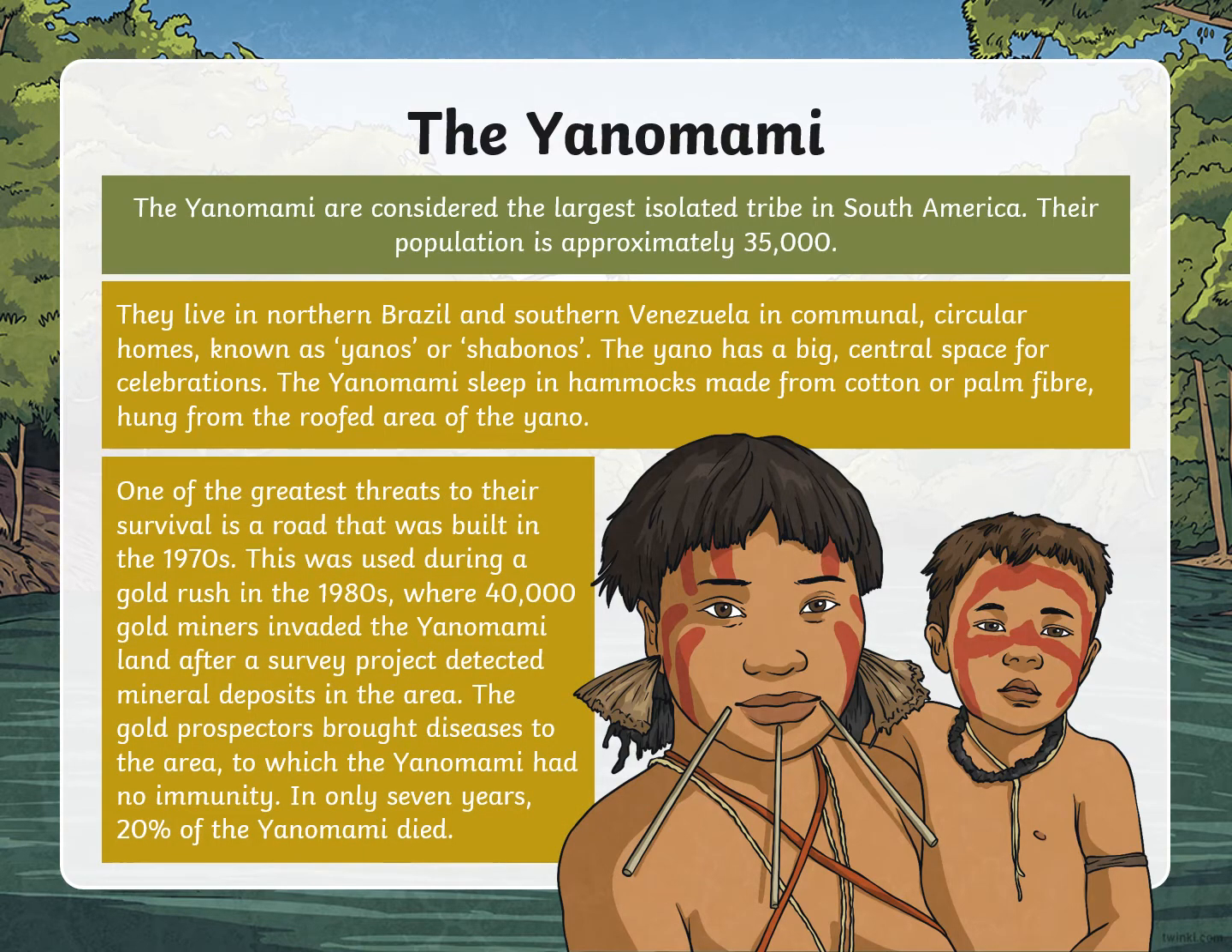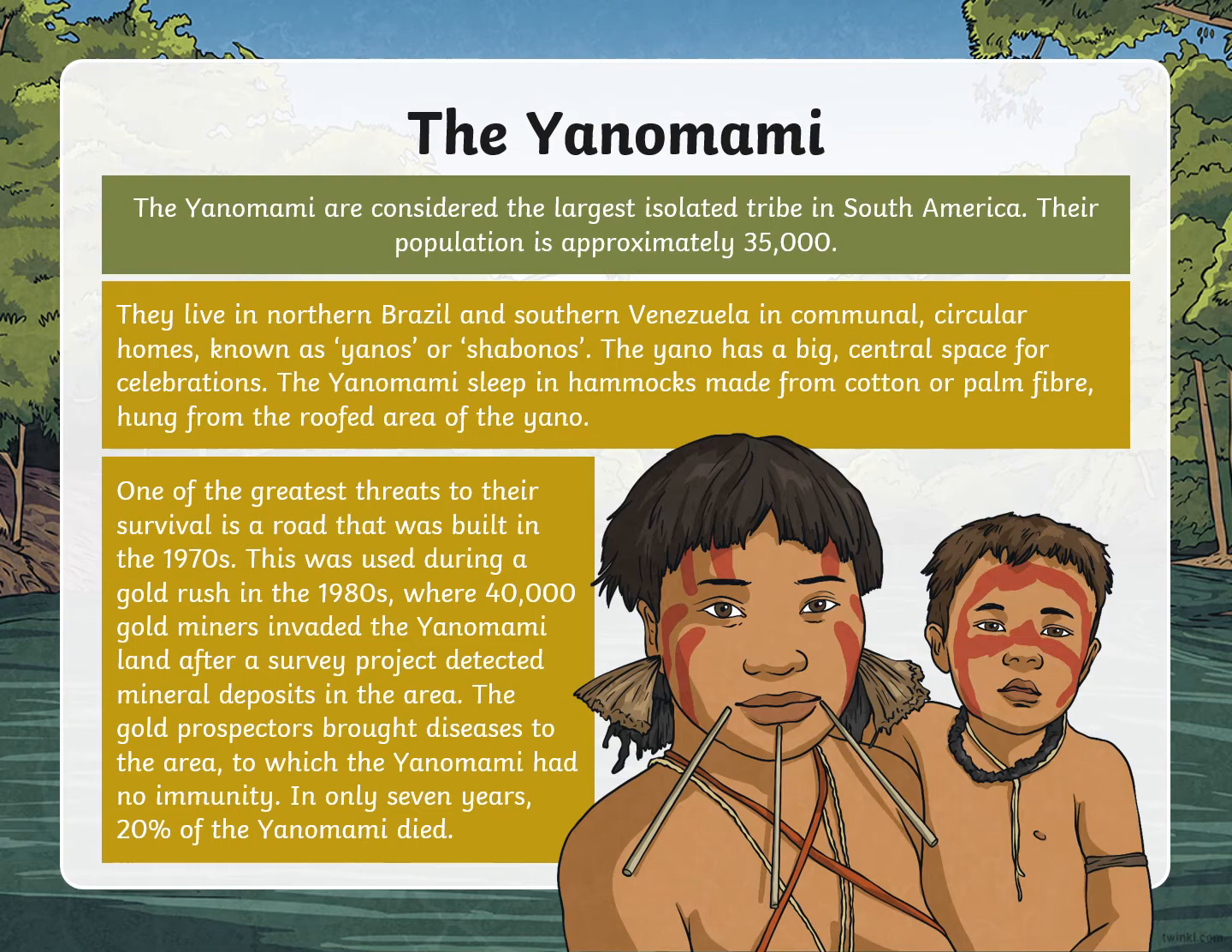One of the greatest threats to their survival is a road that was built in the 1970s, so quite a while back now. This was used during a gold rush in the 1980s, where 40,000 gold miners invaded the Yanomami land after a survey project detected mineral deposits in the area. So that long little sentence means basically they did a survey of the area, checked out the area, tried out some of the soils, and realised there were loads and loads of minerals, otherwise known as gold, in that area. And as we know, gold's expensive.